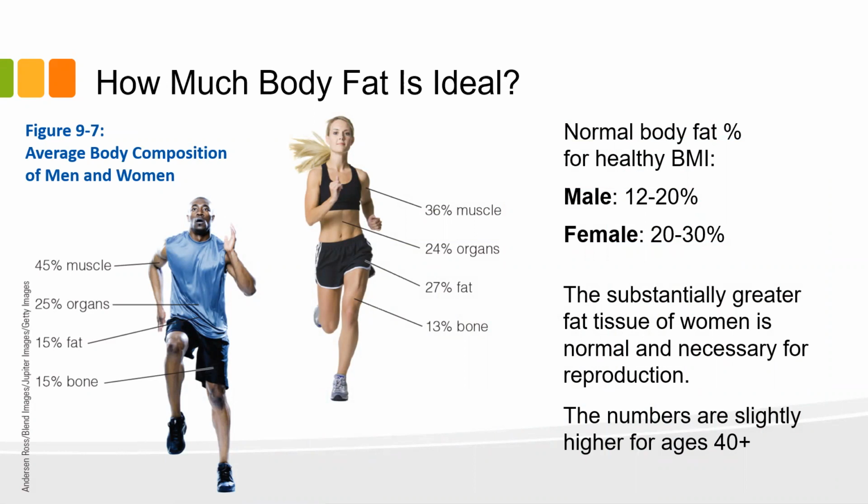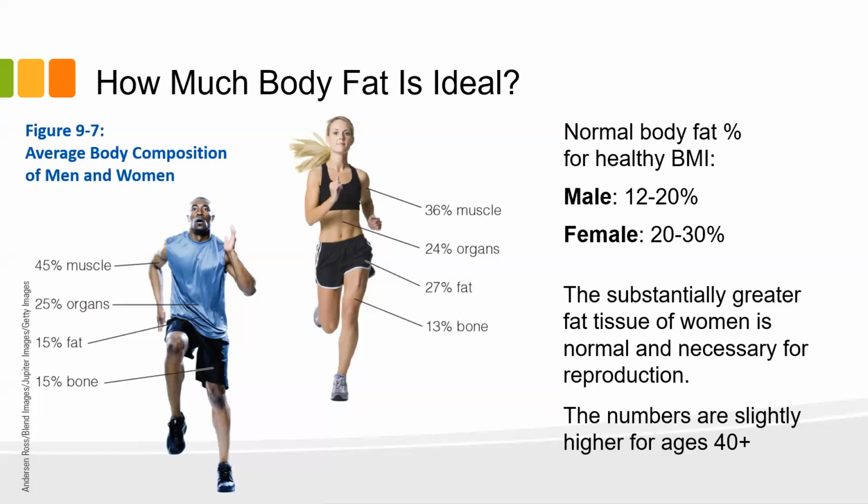Males about 10 to 20%, females about 20 to 30%. Females need extra fat tissue for being pregnant, for human reproduction over men. And of course, if you are some sort of elite athlete, your numbers may be much lower. A lot of male elite athletes, their body fat percentage is like in that 5% range, which is just kind of crazy.